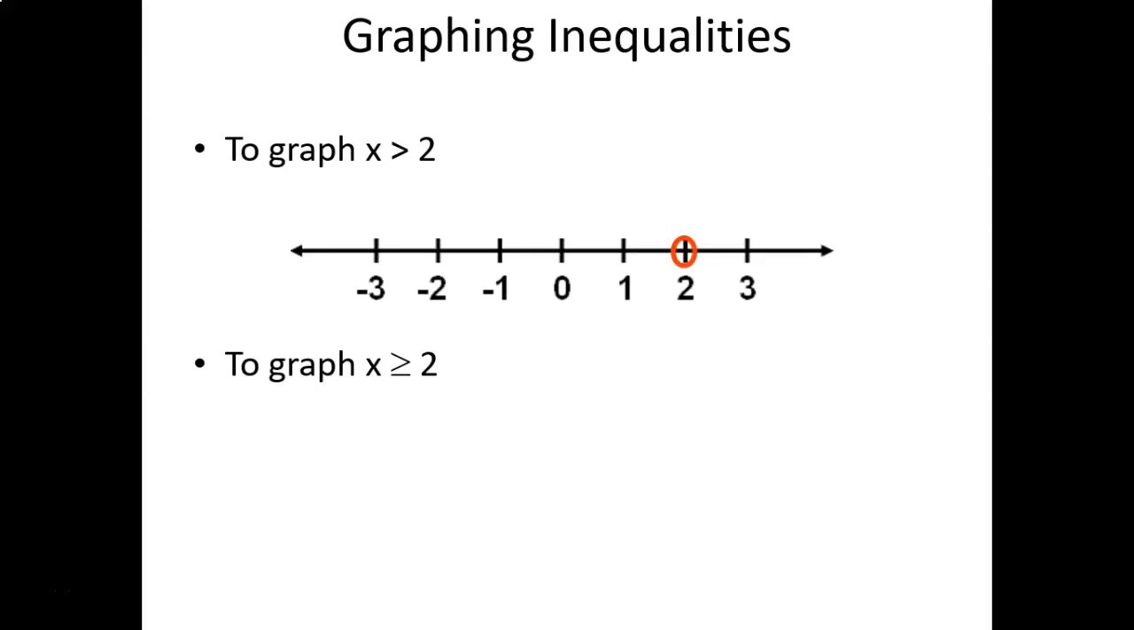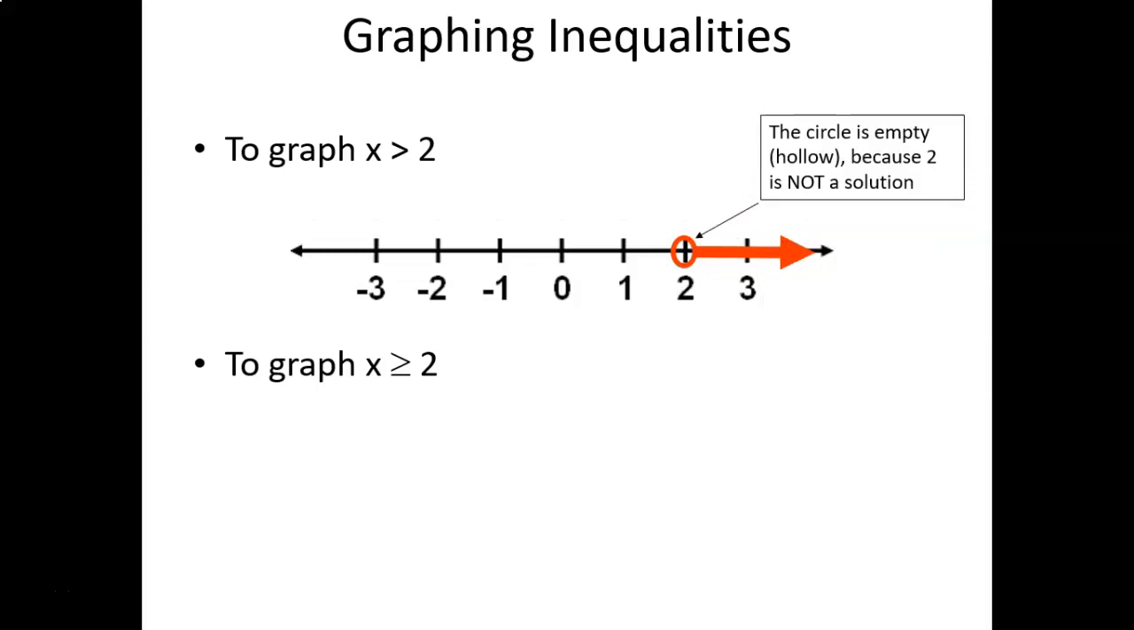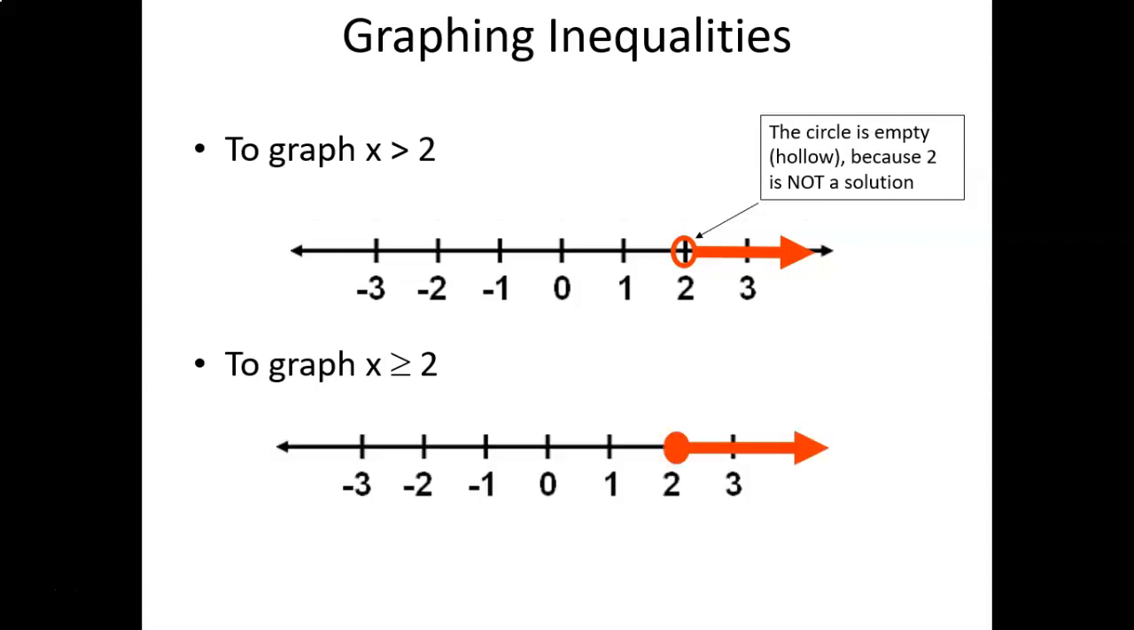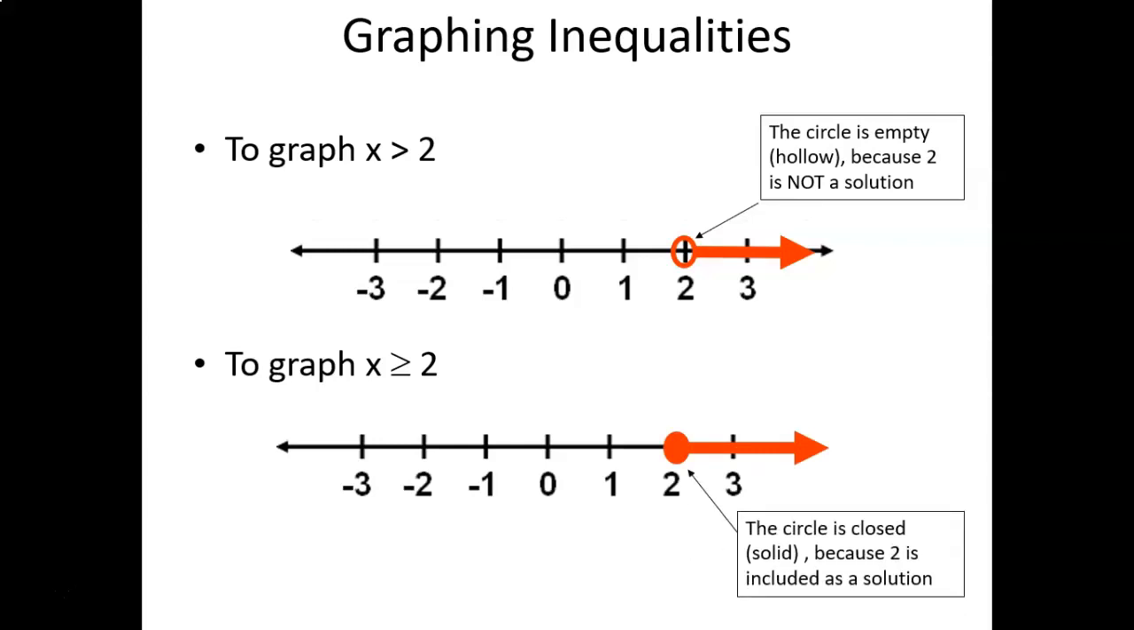So if I want to graph x is greater than 2, I start with a circle at 2, and then I go to the right. X is greater than 2. Notice that the circle is empty or hollow because 2 is not a solution. 2 is not greater than 2, so 2 doesn't get included. If I want to graph x is greater than or equal to 2, I put a circle at 2 and go to the right. This time though, the circle is closed or filled in because 2 is included. 2 is greater than or equal to 2.